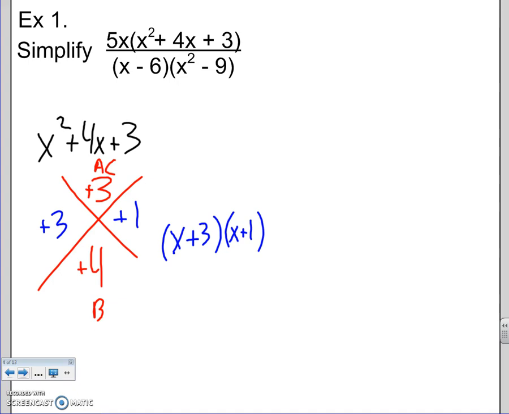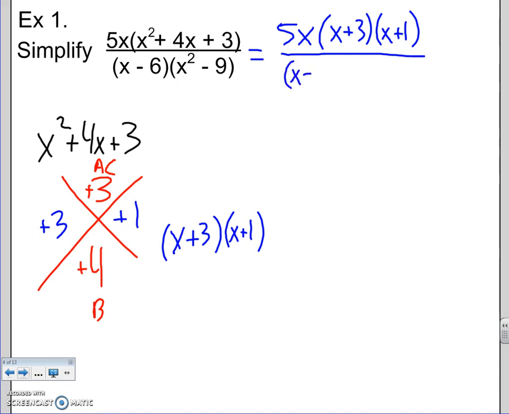So let me fix that top part. The top part says 5x, but that next parentheses changes to x plus 3 and x plus 1. So my top is fully factored. Again, that quadratic part, x squared plus 4x plus 3, factored into x plus 1, x plus 3. Now the bottom, x plus 6 is already factored. Just leave it alone, it's already linear.